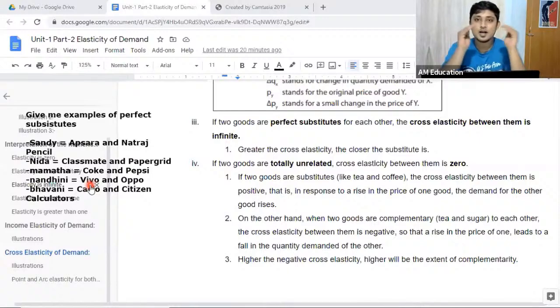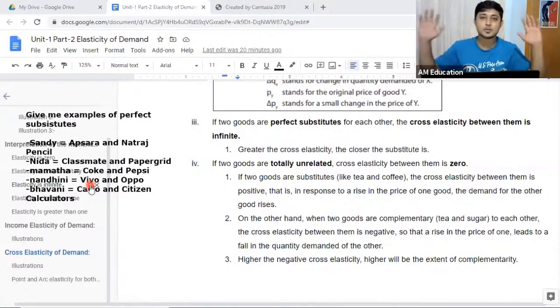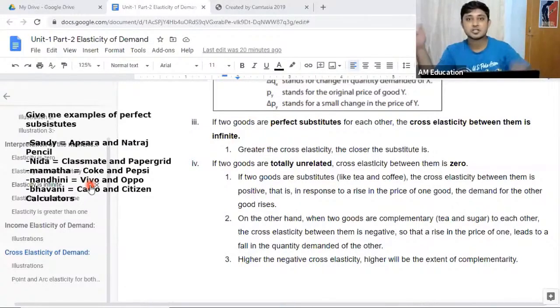The same way, a small change in the price of Casio, the demand for Citizen will either go down or up, will change infinitely. Infinitely in the sense he wants to tell that there will be a substantial change. Like, wow, this is a big change, man, a substantial change. That's what he means to say when the elasticity between them is infinite. Substantial change. Clear?